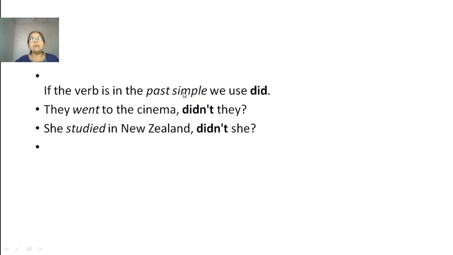If the verb is in the past simple, we use did. Suppose the sentence is in past tense, then you have to add did. They went to the cinema, didn't they? She studied in New Zealand, didn't she? Here for I, we, you, they, he, she and it, for all these words you have to use the word did. Okay.